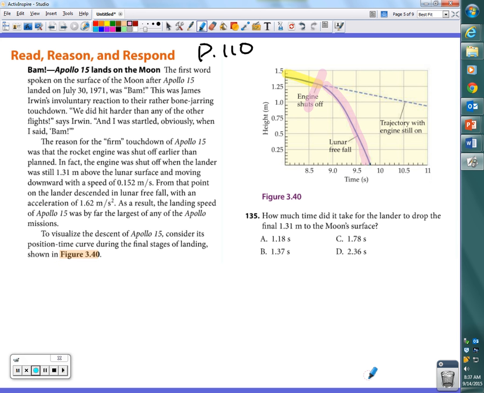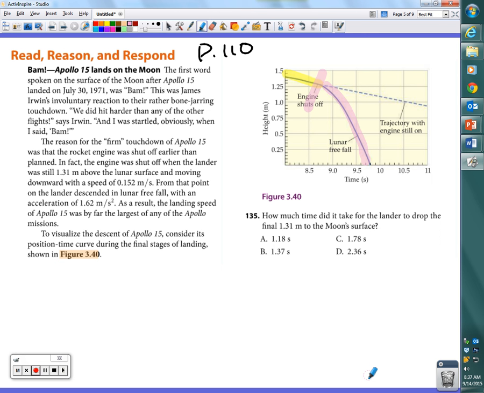Now, lunar gravity is much less than Earth's gravity, right? It's a little bit less than a quarter, about 1/6 actually, all right? But it still causes the object to speed up, and we can see that on this graph just by the curvature of the line, right?